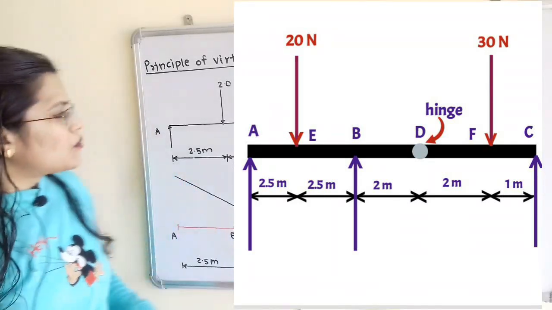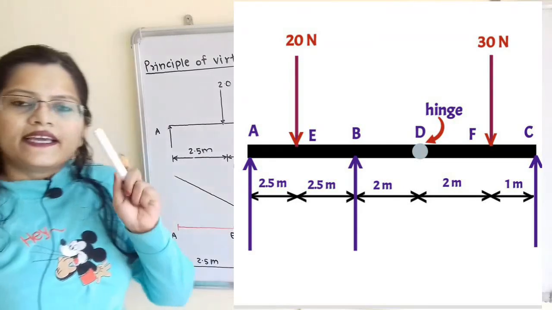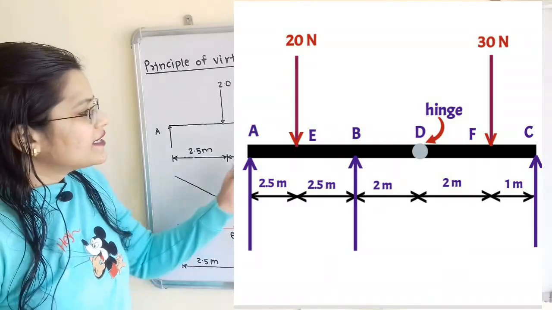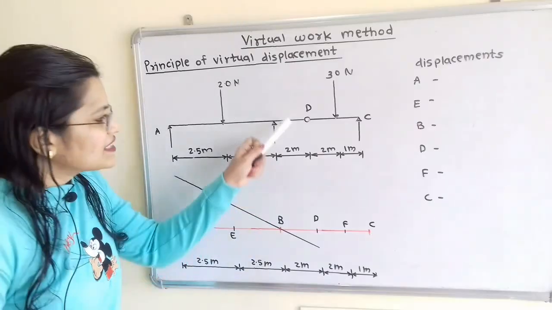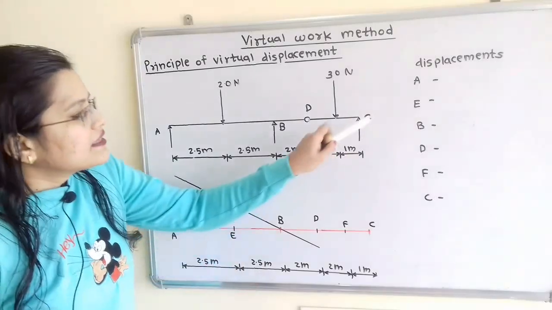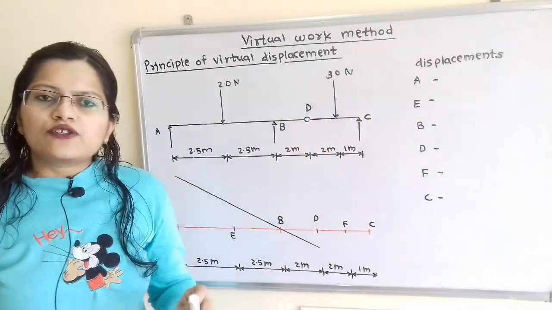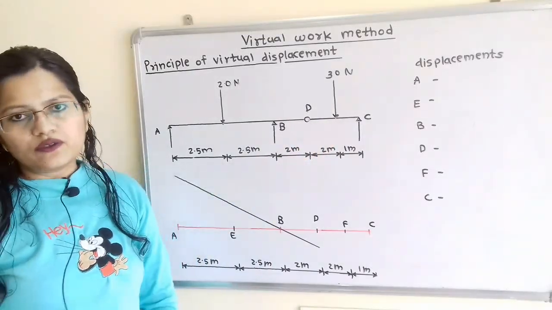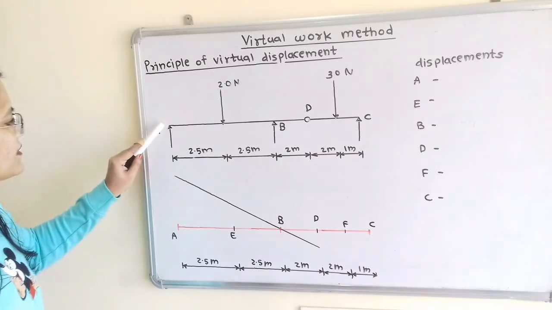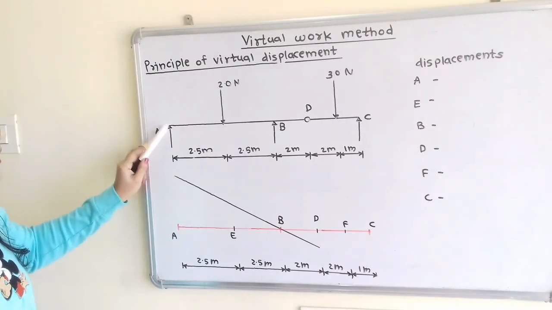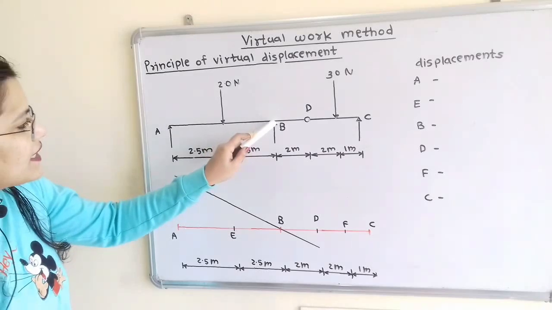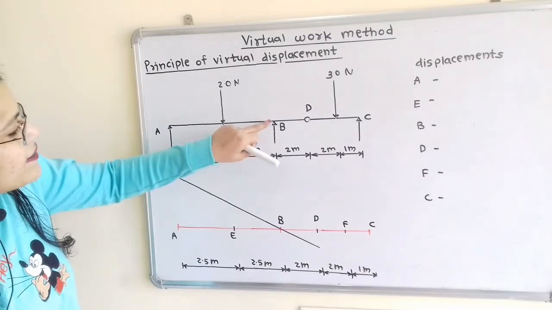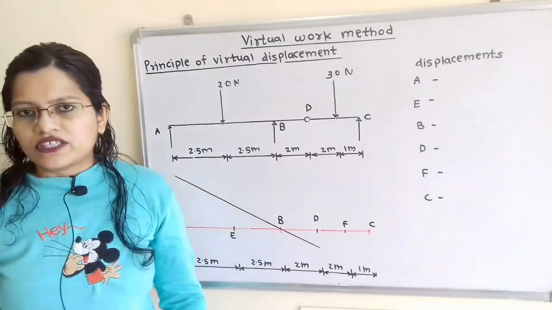So when we give a small displacement at point A, then at the same time we have to keep the displacement at point B equal to 0, because this is an unknown term, and the reaction at point C is also unknown, so we will keep the displacement at point C also equal to 0. Now when we displace this beam at point A in the vertically upward direction, then at point B displacement is equal to 0. That means the beam at this point will remain at its original position.